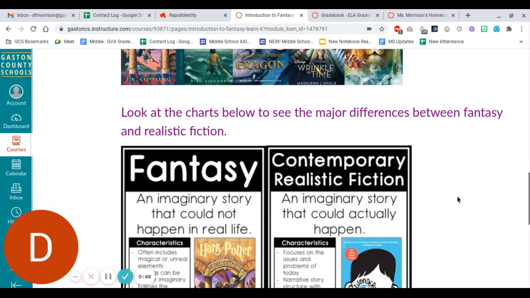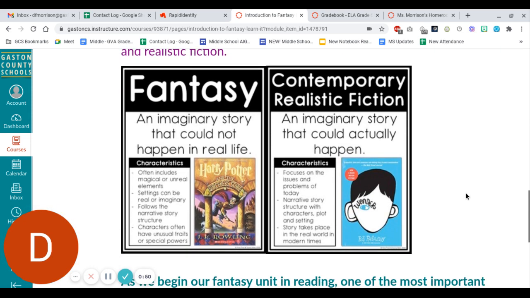We're going to look at the major differences between fantasy and realistic fiction. In fantasy, it's an imaginary story that could not happen in real life, whereas contemporary realistic fiction is an imaginary story that could actually happen. So that's the big difference. A fantasy could not happen in real life. Main characteristics of a fantasy include magic or unreal elements, setting that can be real or imaginary, follows a narrative story structure, and characters often have unusual traits or even special powers.